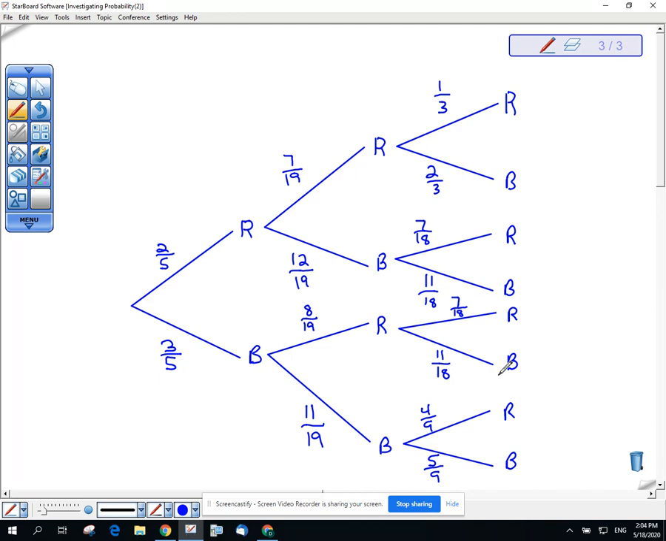Okay, so here's a completed tree diagram. It's got all the probabilities, and call the red and the blues, the R's and the B's on this, I might call those like nodes.